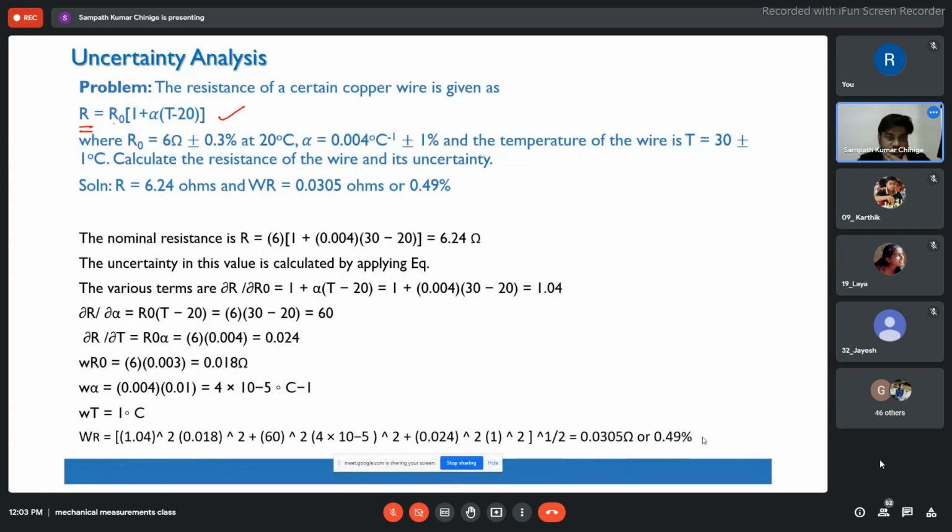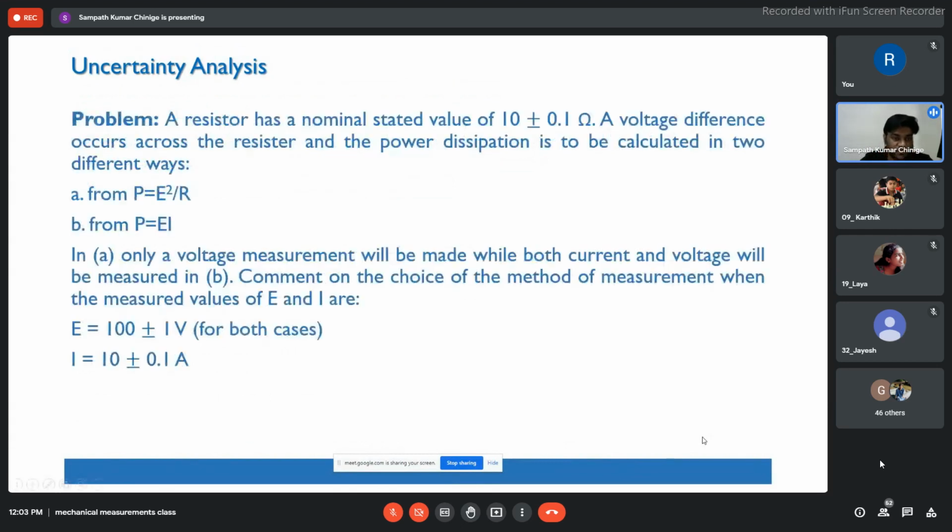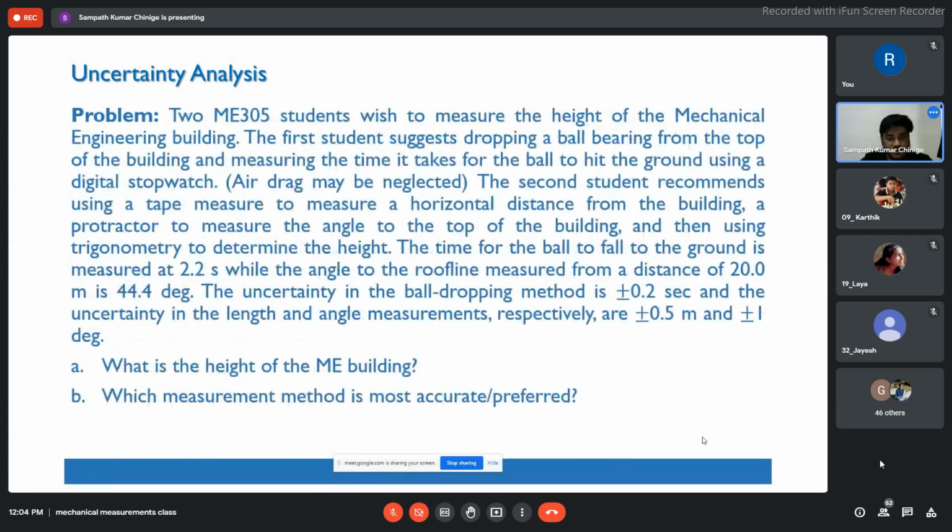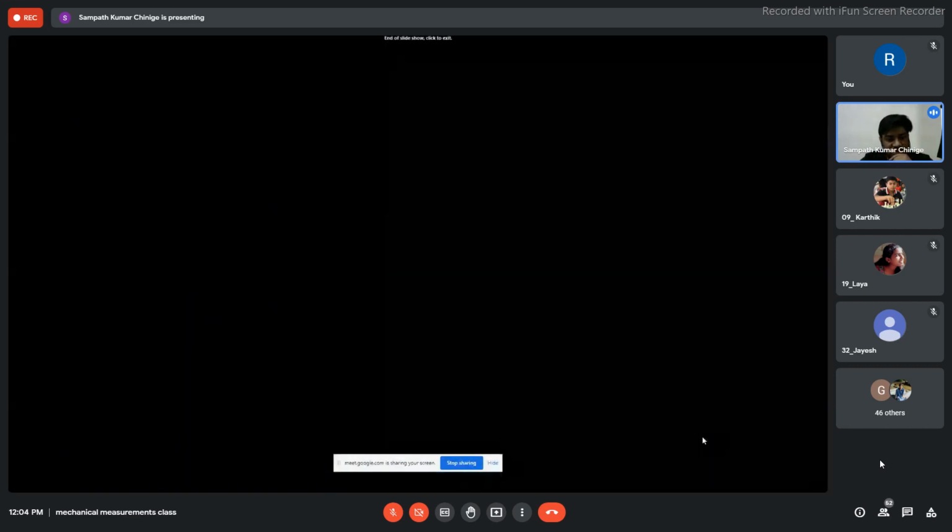Clear? There is another problem given over here, whatever we have done in the earlier class. So it is P equal to E square by R, and individual deviations are given. From that, you can find out this particular thing. Similarly, I have given another problem here with the building and all. You please try these problems.